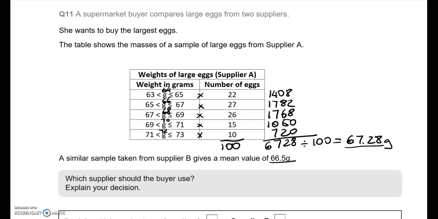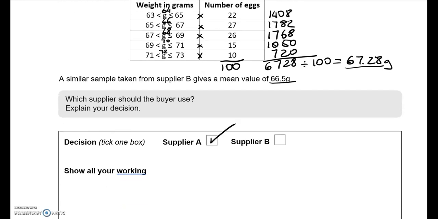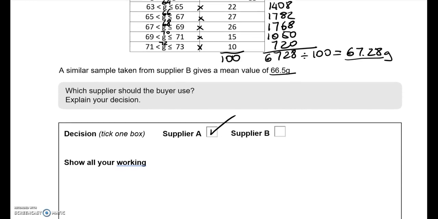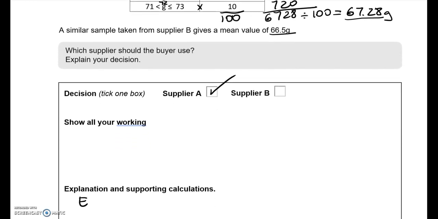So which supplier should they use? They should use supplier A. And decision, and we've shown all the working out. Explaining the decision, because the estimated mean is higher for A.